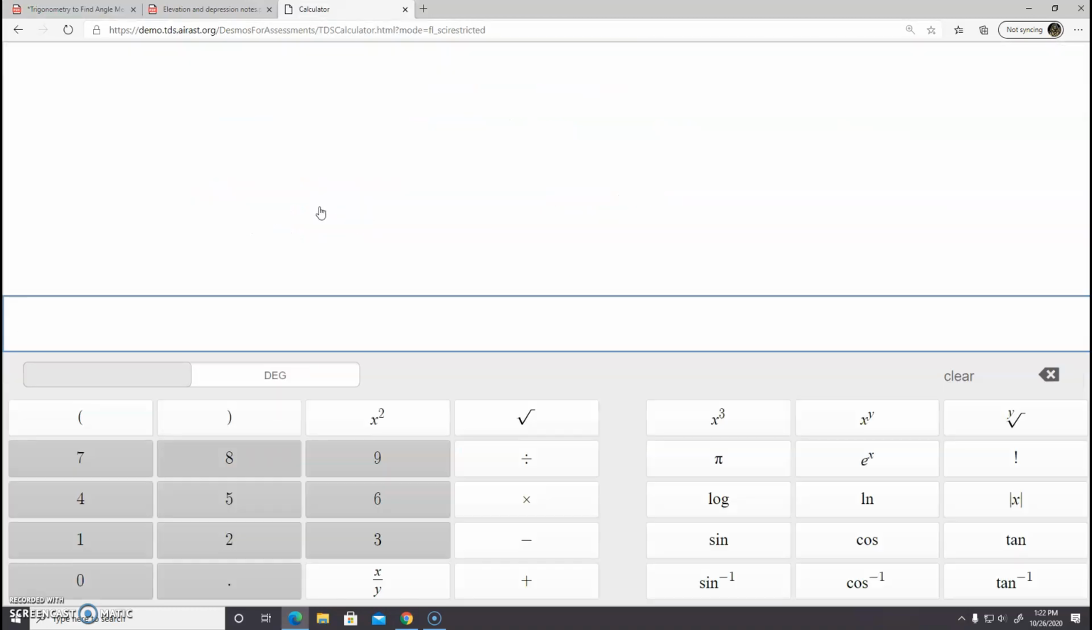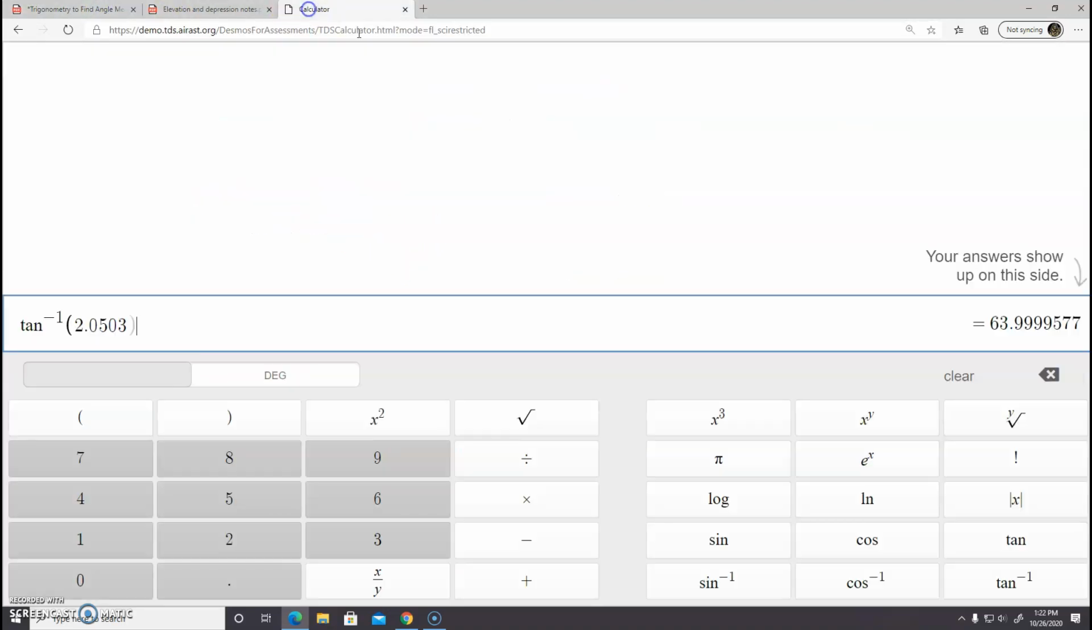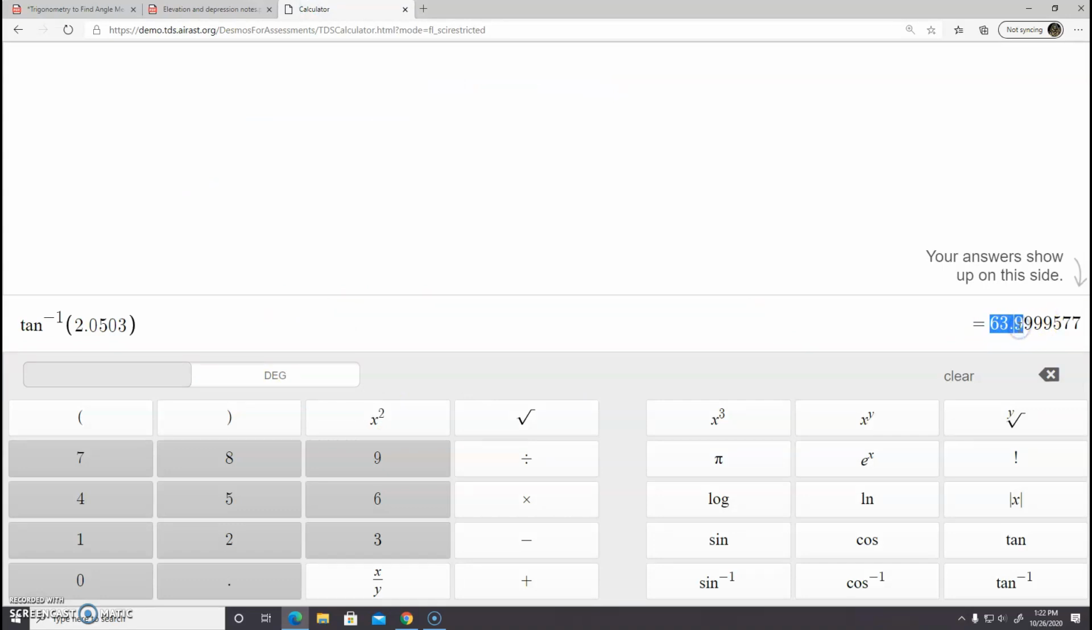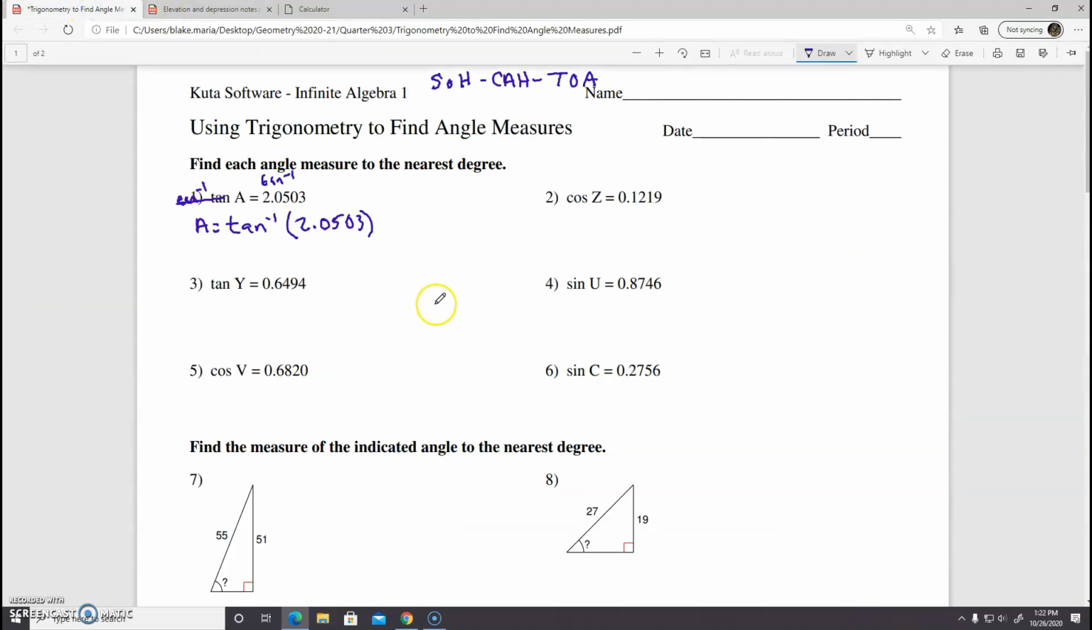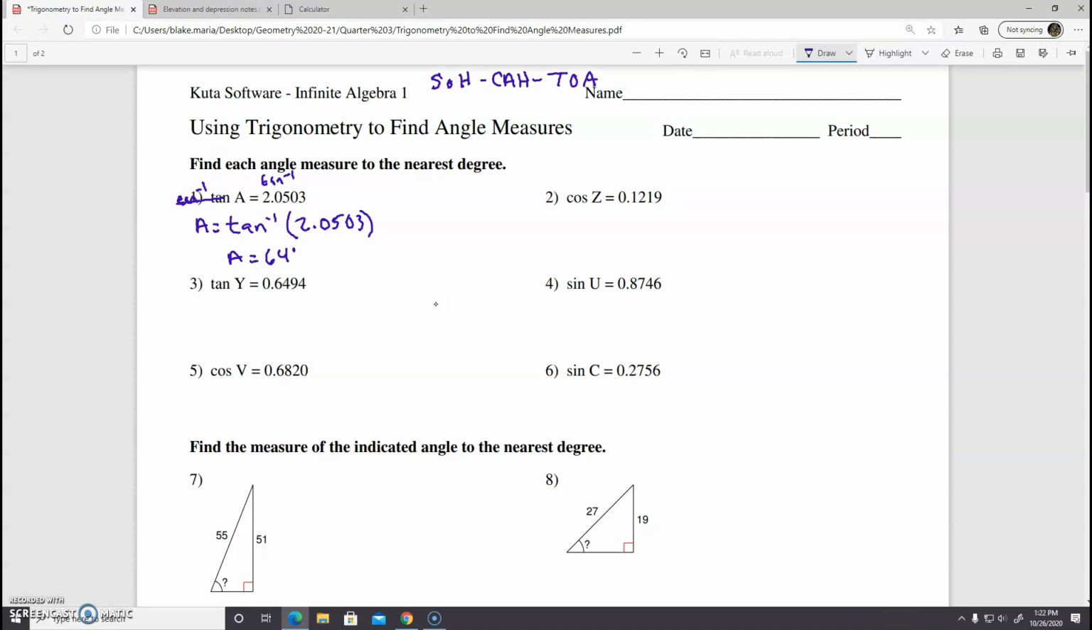So we're back on our calculator. We want the tangent inverse of 2.0503. And that gives you 63.9, which makes about 64 degrees. So we come back here: we know angle A is 64 degrees. All right, so that's what you're doing on this part. Just take your inverse. This is just teaching you how to take the inverse.